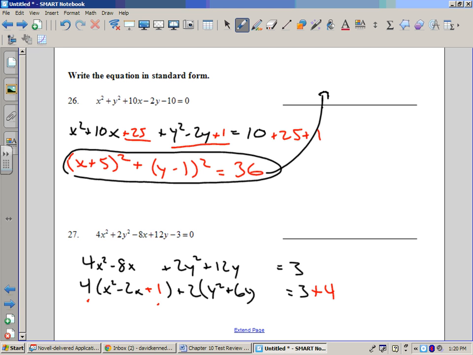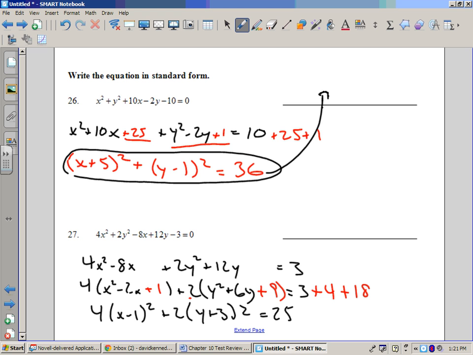Half of 6 is 3. 3 squared is 9. But I didn't really add a 9. I really added 2 times 9, which is 18. So I can write this as 4 times x minus 1 squared plus 2 times y plus 3 squared is equal to 25. That's kind of yucky looking numbers, but I guess we'll just have to deal with it like it is.